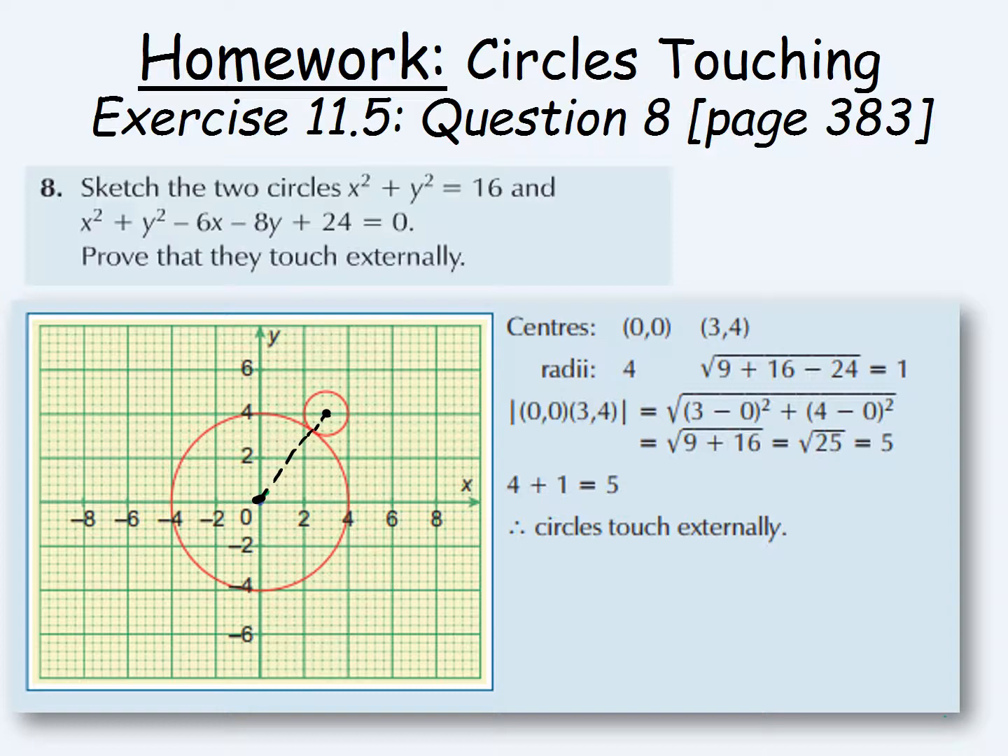The first thing we're going to work out is the distance between their centers. And when we do that, we find that the distance between their centers is 5. My two circles, the first one has a radius of 4 and the second one is 1. And since 4 plus 1 equals 5, the circles touch externally. So it's quite a nice question, but just remember that. We also need to know about them touching internally and if they overlap or if they don't touch. So they're kind of our 4 scenarios that we need to know.